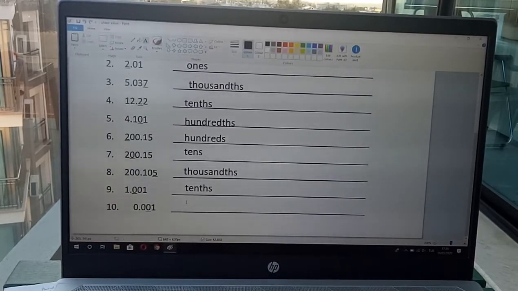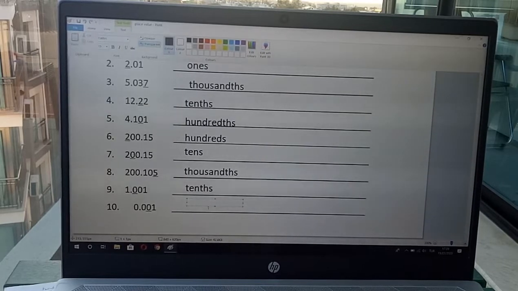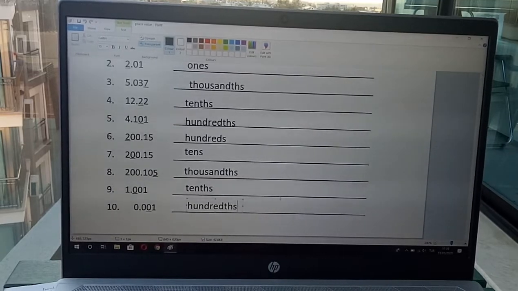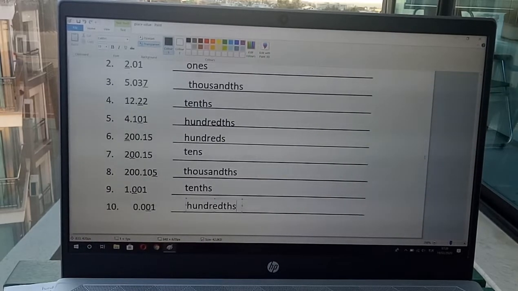Number 10, we have 0.001, and the underlined digit is 0, the second digit from the decimal point to the right. Therefore, the answer should be hundredths. So these are the answers for our first activity.